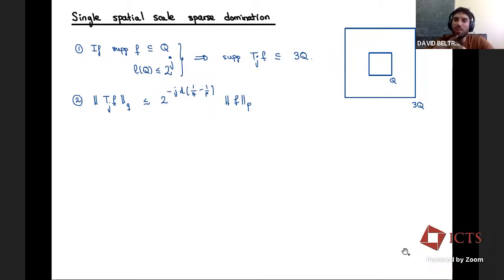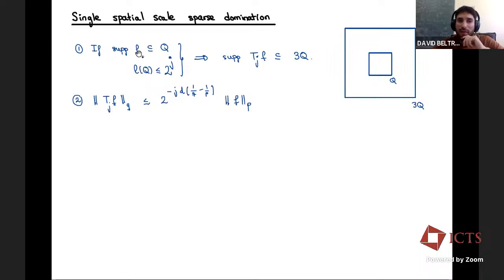And when there is only one single spatial scale involved in our operator, then sparse bounds are equivalent to the L^p-improving bound, really equivalent. There's no need for an extra delicate argument. So let me explain that more precisely.